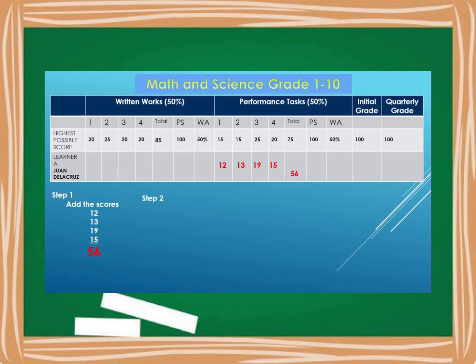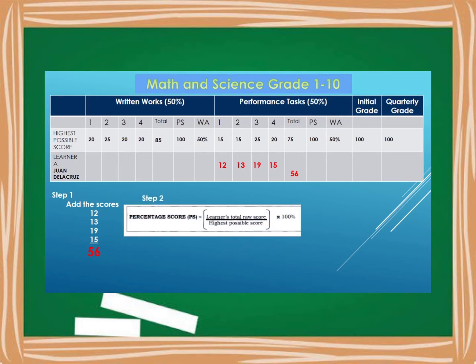Punta tayo sa step 2. Using the formula, percentage score, learner's total raw score divided by highest possible score. That is 56 divided by 77 multiplied by 100%. Pag dinivide natin to, the answer is 0.74666. Kaya ni-round off ko na to, kaya 0.7467. Mumultiply natin by 100, the answer is 74.67. Pag ni-round off natin to sa whole number, ang answer ay 75. Ilalagay natin to sa percentage score, which is, ayun na sa table natin.